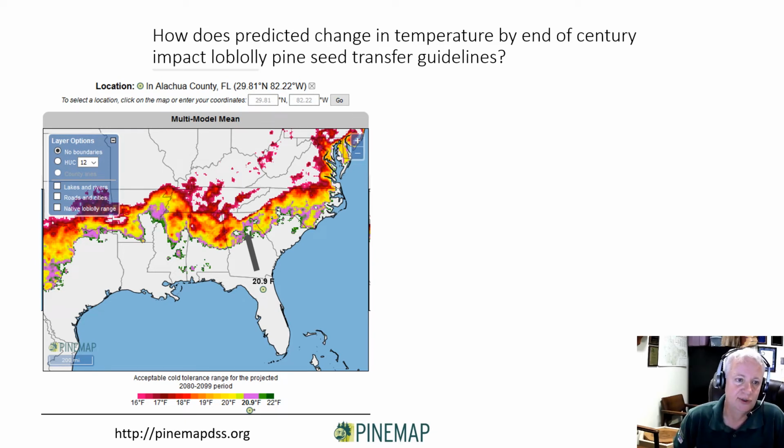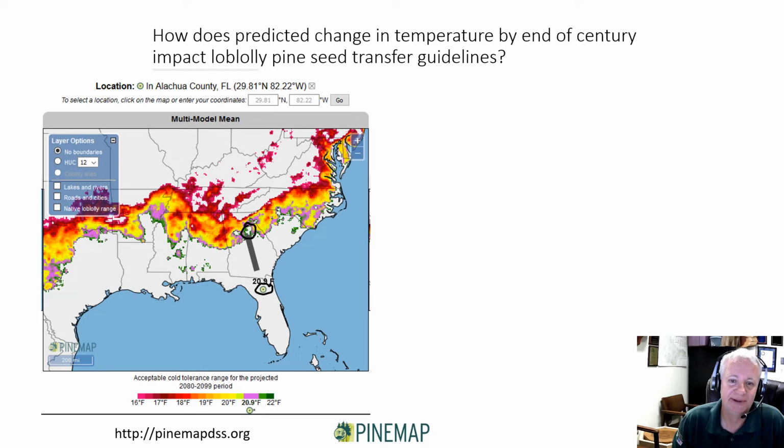So, for instance, there's a tool that says, okay, at the end of the century, if we have seed with a provenance of Alachua County, Florida, where could that seed be planted? And given end-of-century climate projections, basically they say that seed could be planted in Athens, Georgia. So 75 years from now, essentially what that's saying is the minimum winter temperatures in Athens, Georgia will probably be similar to what they are in Alachua County, Florida now.